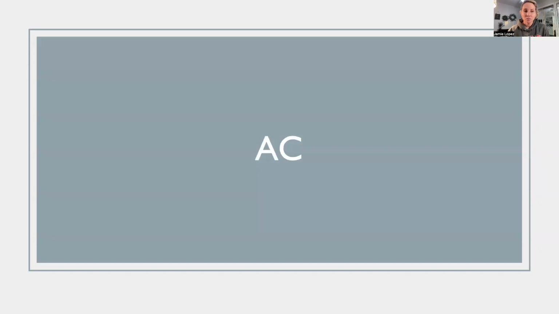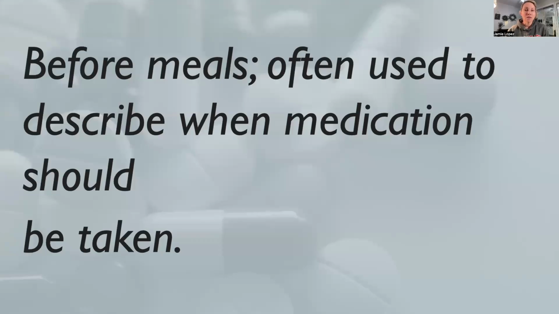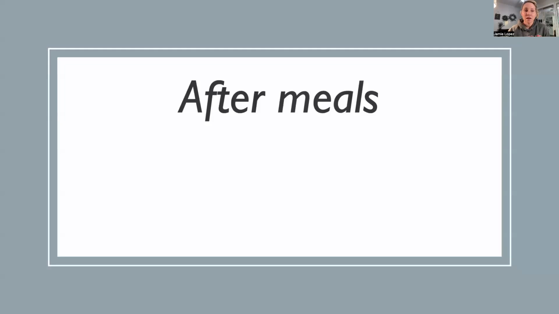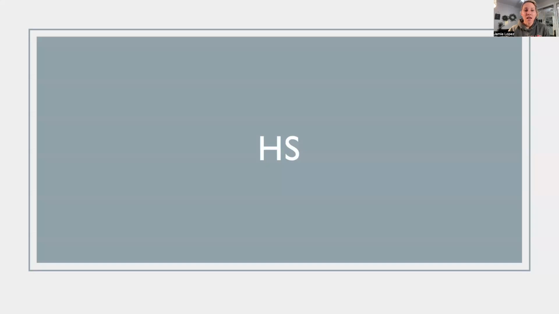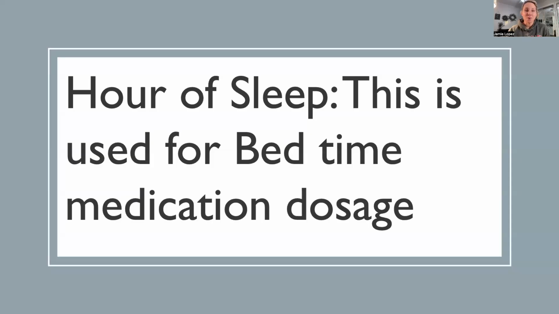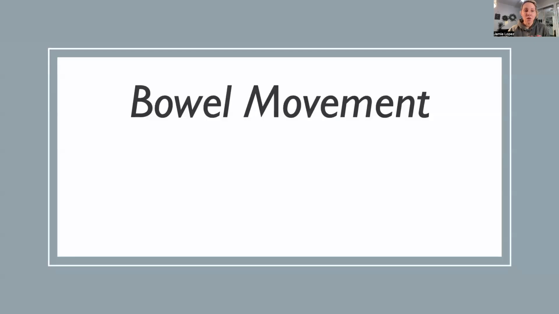AC, before meals, often used to describe when medications should be taken. So you'll see like a medication order that says a certain drug and the time will be AC, which means to be given before they eat. PC is after meals. HS is hour of sleep. So this is a bedtime dose. BM, bowel movement.